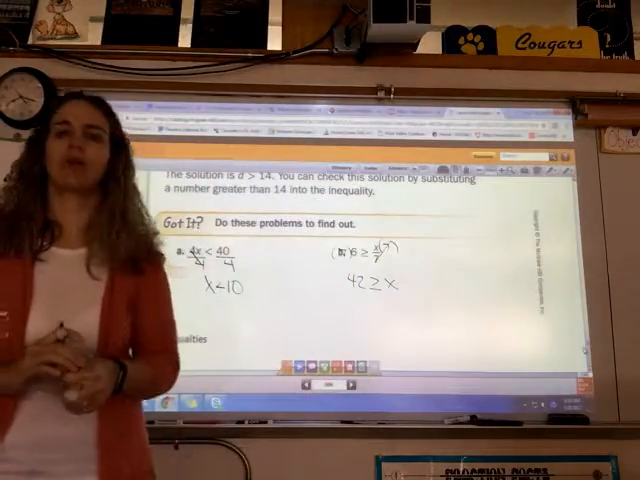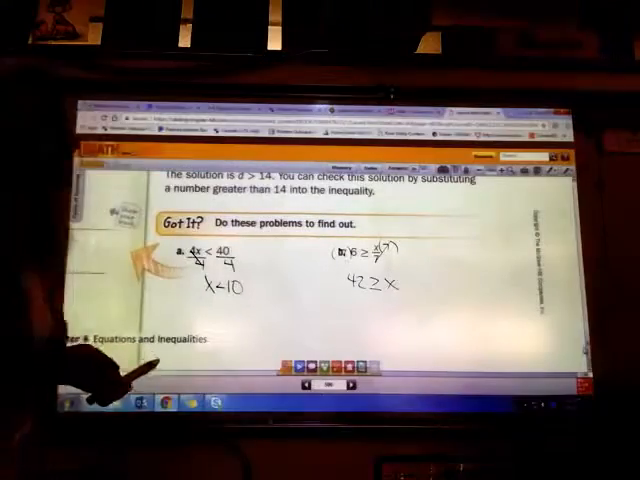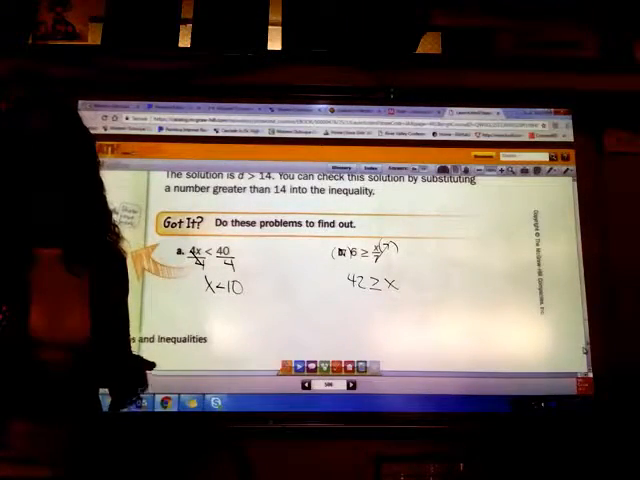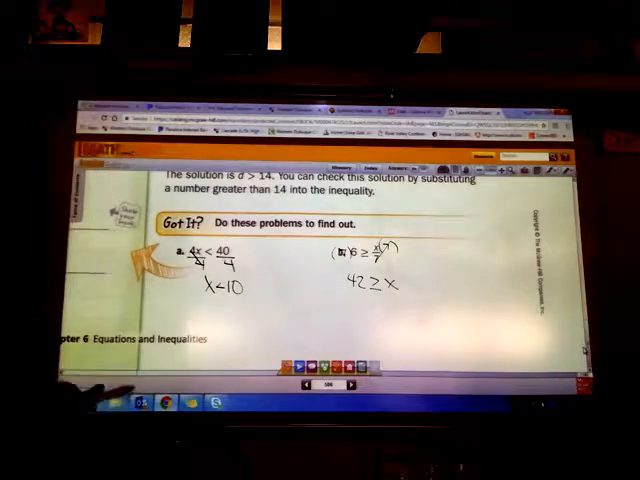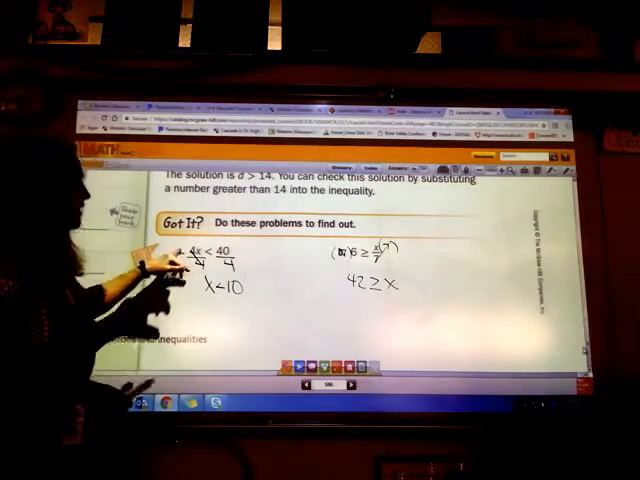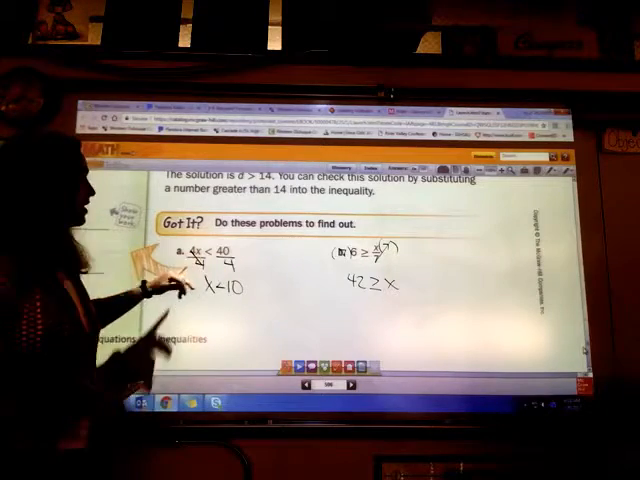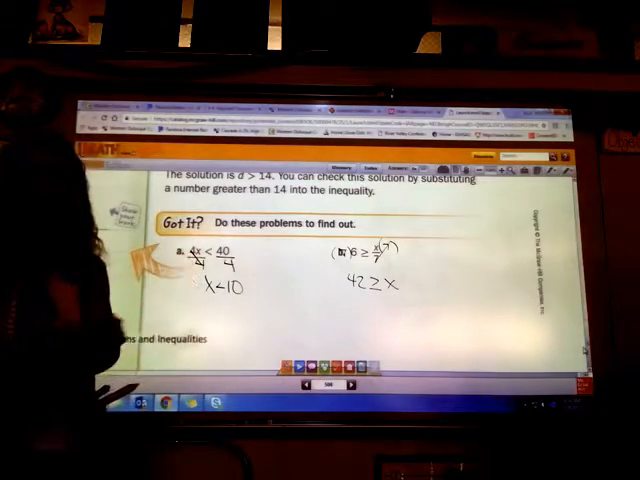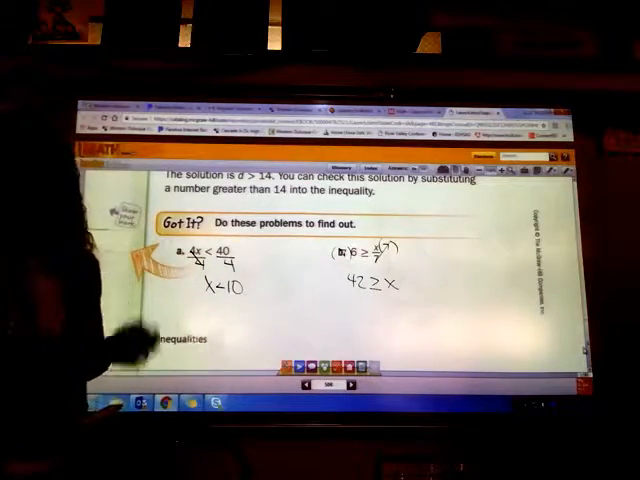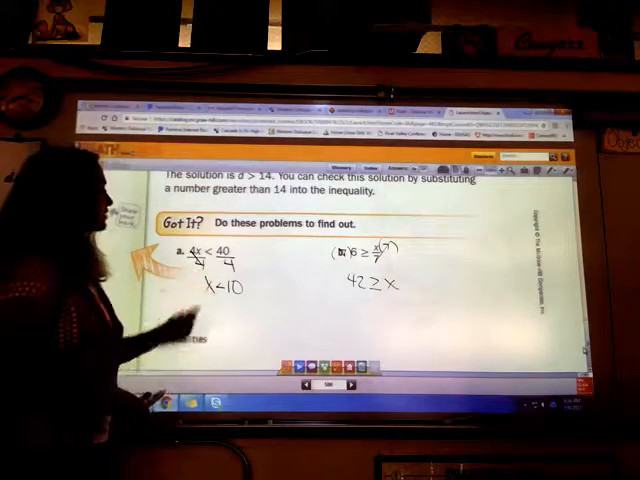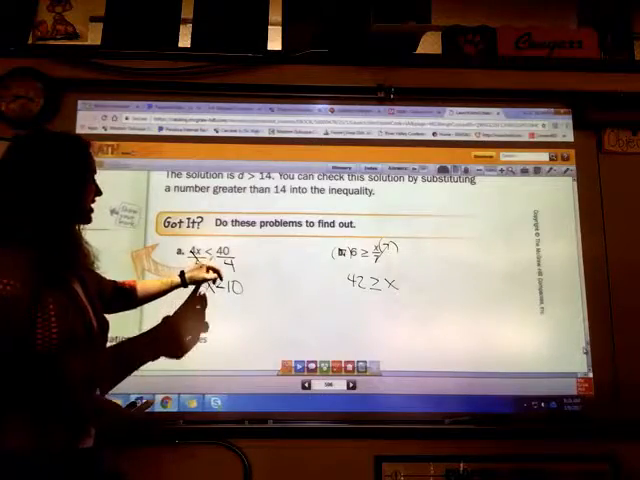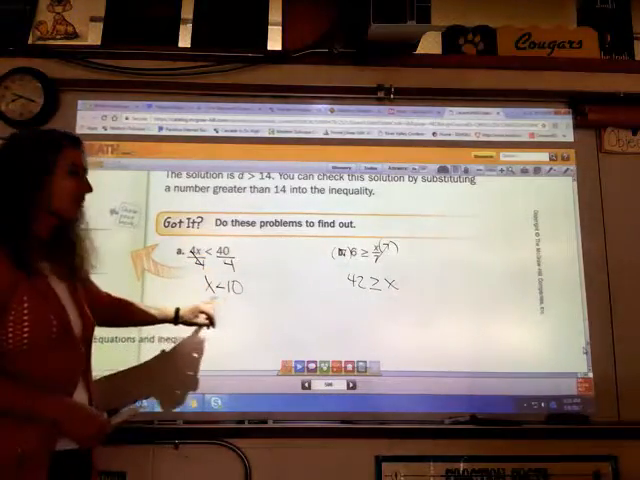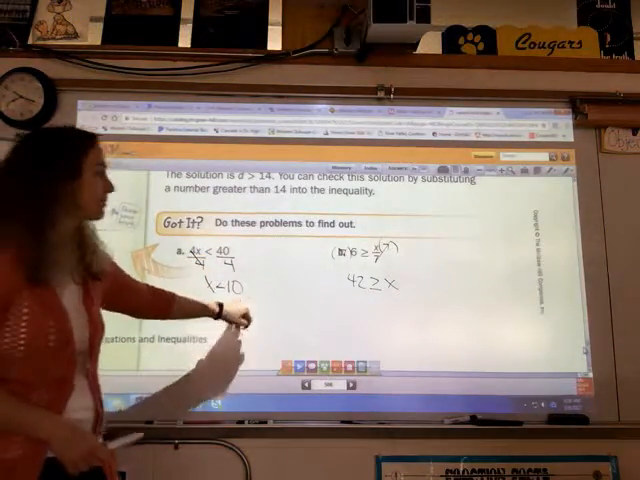All right, hopefully you were able to have some time to work through Got It problems A and B, working with solving inequalities with multiplication and division using positive numbers. So as I take a look at these two, the first one, I had 4x is less than 40. So I know I was multiplying here, so the opposite of multiplication is division. So we're going to use our division property of inequality, divide both sides by 4. 4 divided by 4 leaves me with 1x, less than 40 divided by 4 would be 10. So my answer is x is less than 10.